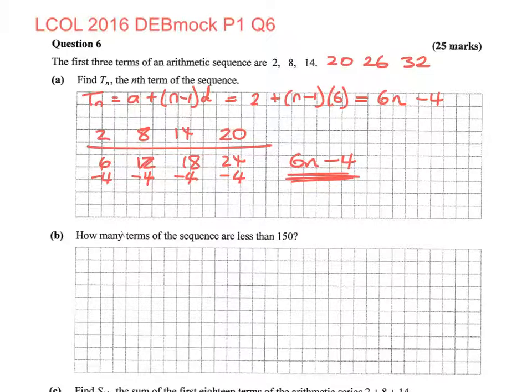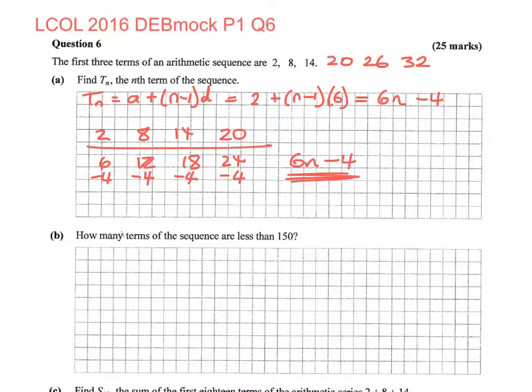Moving on to part B, we're asked to find how many terms of the sequence are less than 150. If we think about this sequence, it carries on. I could carry on adding on 6: 38, 44, 50, 56, and I could keep doing that and list them all out. I could get to the point where one of them is below 150 and another one's above 150, and then count up how many numbers I have up to, but not including, that last number. So basically any number that's less than 150.